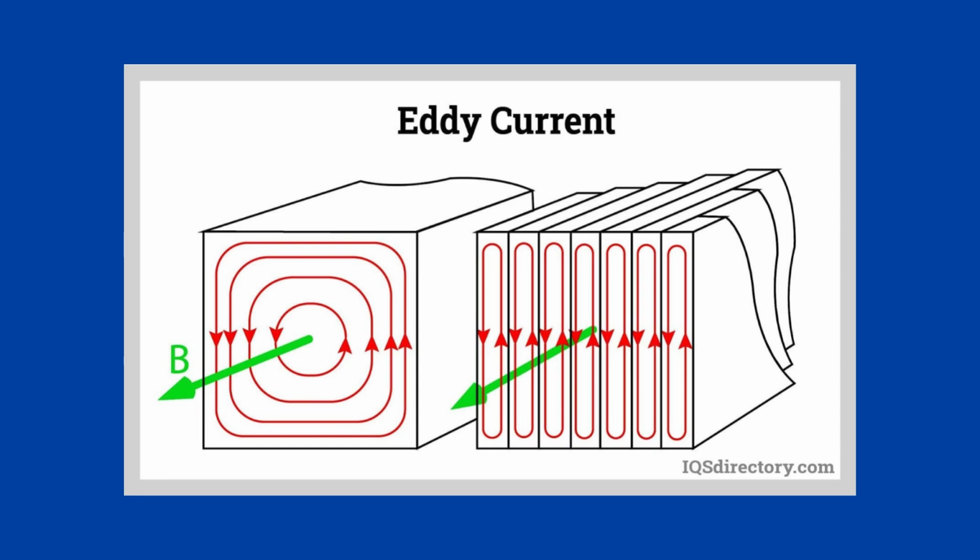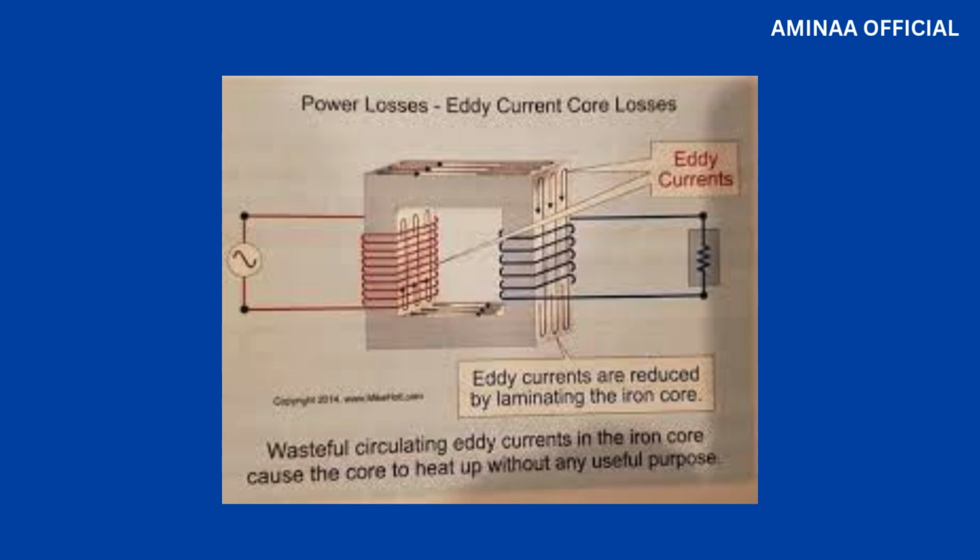And how do we reduce it? Answer: we use laminated silicon steel in the core. These laminations break the path for eddy currents, reducing the loss. You can also add, the lamination thickness is around 0.35 millimeters, optional detail.